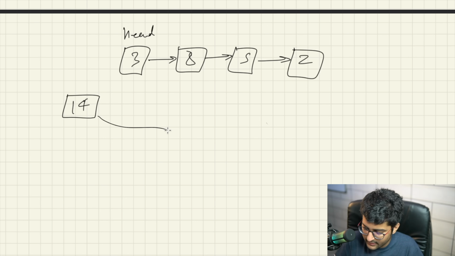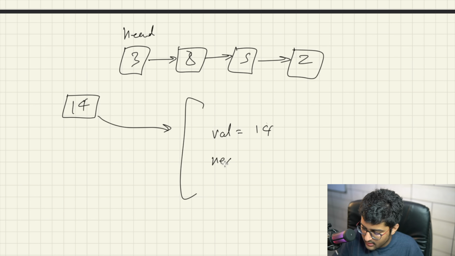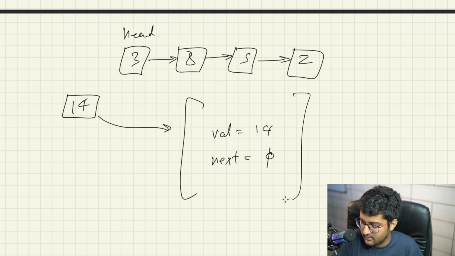This 14 internally, if I expand this, will look something like this. Value is equal to 14. Next is equal to, right now, null. In reality, what should it look like? It should look something like this.